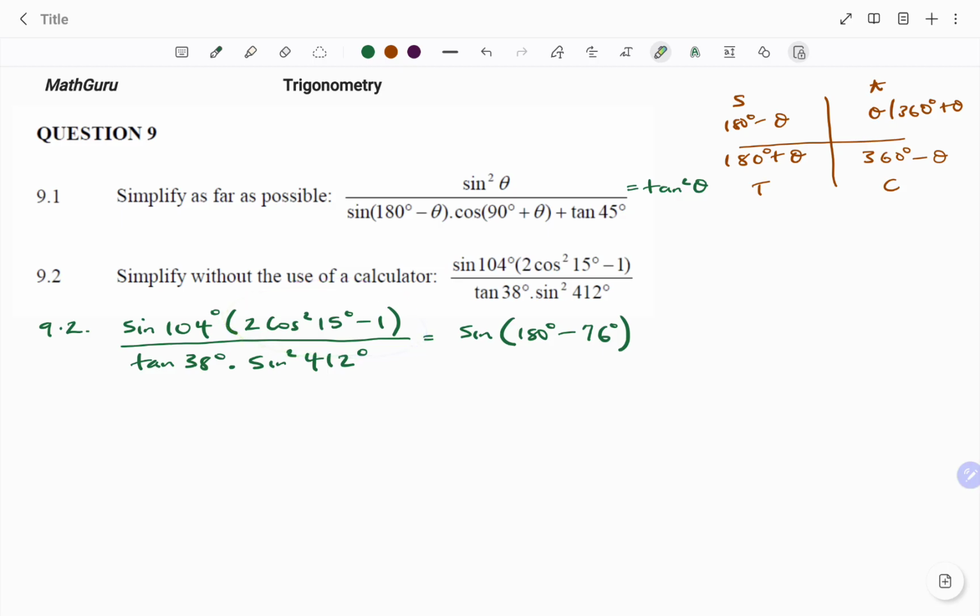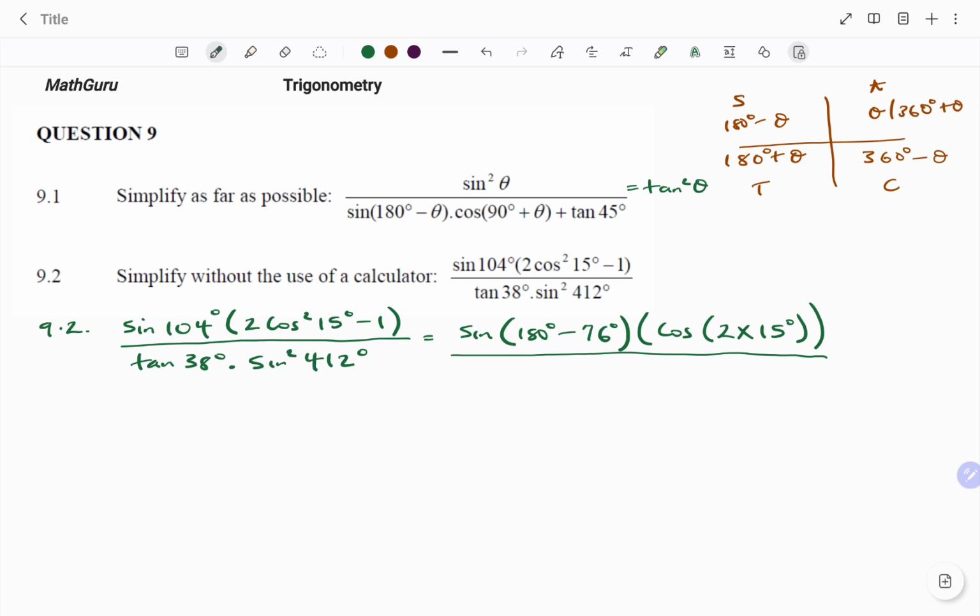And then if you look at this expression, that is my double angle. My angle in this case will be 15 degrees. So if I change that, that's going to be multiplying cos of 2 times 15 degrees, divided by, so for the double angle, I'm working backwards.